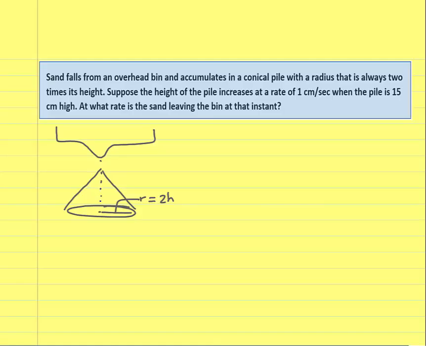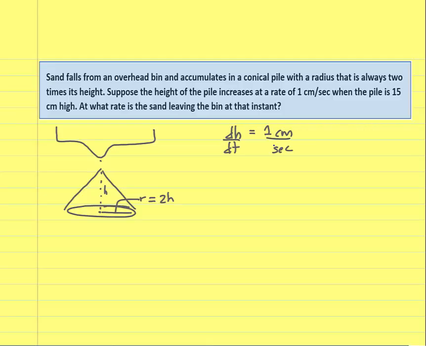And the height is this vertical distance. If we drop an altitude from the top to the center, that's our height. So we have a couple of pieces of information here. It says suppose the height of the pile increases at a rate, so the change of the height of the pile with respect to time is 1 centimeter per second. So again, dh/dt is 1 centimeter per second.